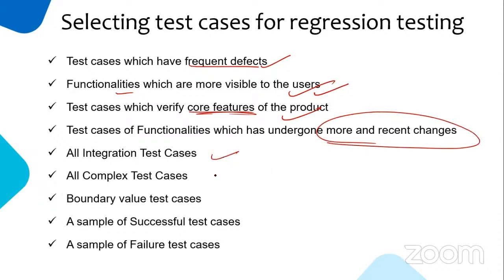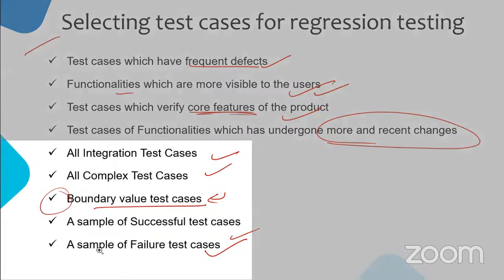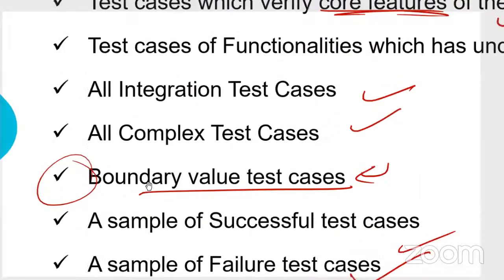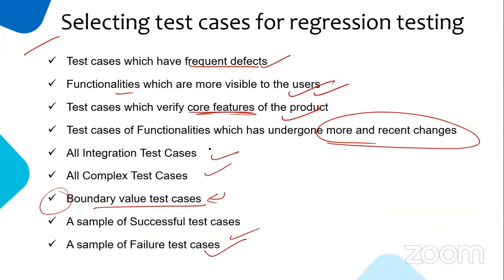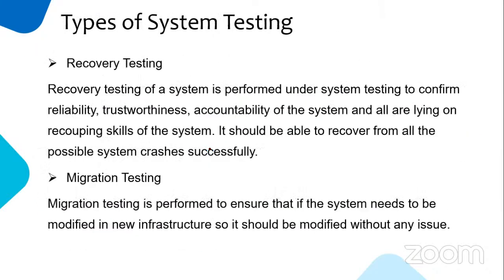Of course, all SIT test cases, all complex test cases, boundary value analysis test cases. This we will see later. And from the previous release, whichever test cases failed continuously, we have to consider everything. In simple terms, whichever project you work on, they will have the suite, so you need not worry about it. But if you are going to be the person who chooses a regression suite, come and revisit this slide, and you will get an idea.